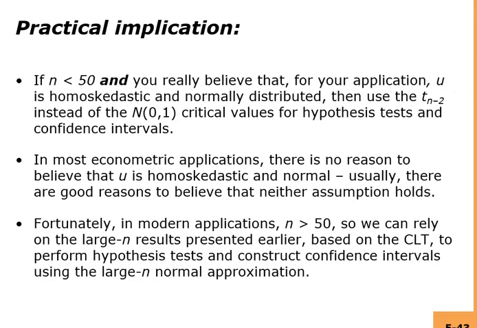And obviously in modern applications, whenever you're out there collecting data, you normally don't collect data sets of just 50 observations. So once again, if your n is greater than 50 and you have reason to believe that you don't have homoskedastic errors, which means you have heteroskedastic errors, then you can simply use the standard normal distribution, because you will be utilizing the law of large numbers and the central limit theorem, which we have previously covered.